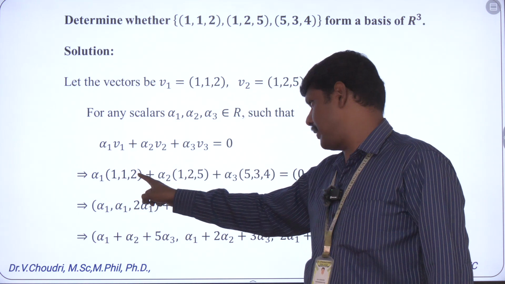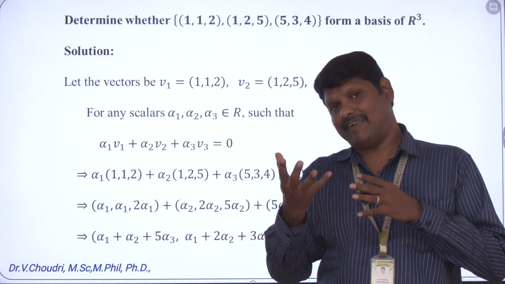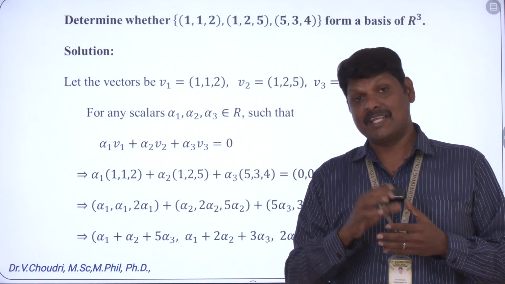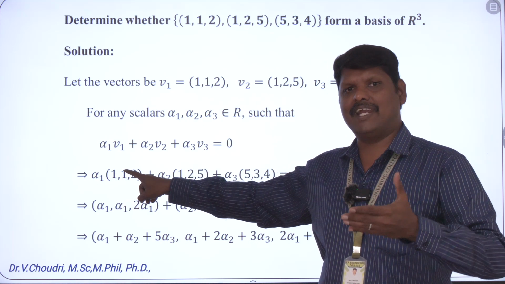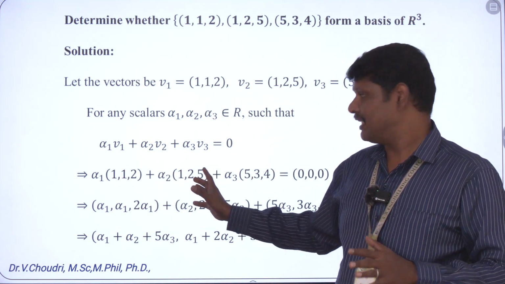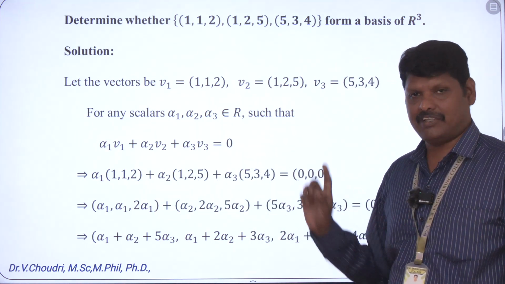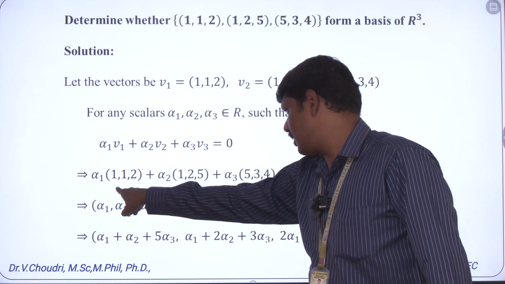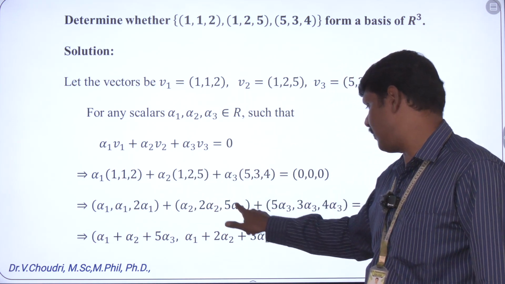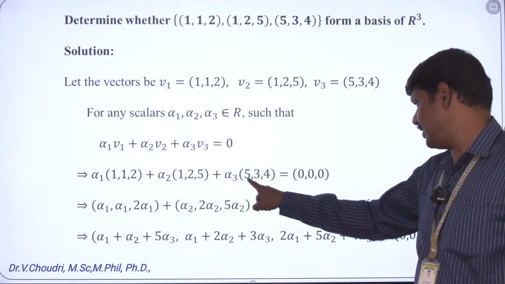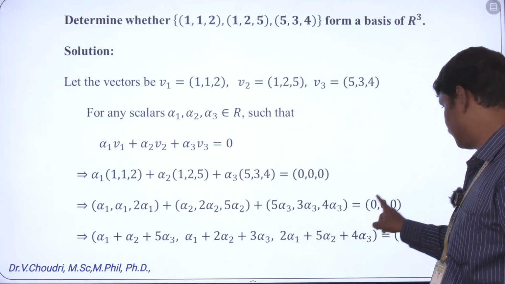Multiply alpha 1 inside the bracket, alpha 2 inside the bracket, alpha 3 inside the bracket. See, the first problem, when we take this standard basis, standard vectors of the basis, simply we write A equal to B equal to C equal to 0. Here all the elements are non-zero. See here how we are going to form the equation. Okay, alpha 1, 2 into alpha 1, alpha 2, 2 into alpha 2, 5 into alpha 2, plus 5 into alpha 3, 3 into alpha 3, 4 into alpha 3 equal to 0, 0, 0.